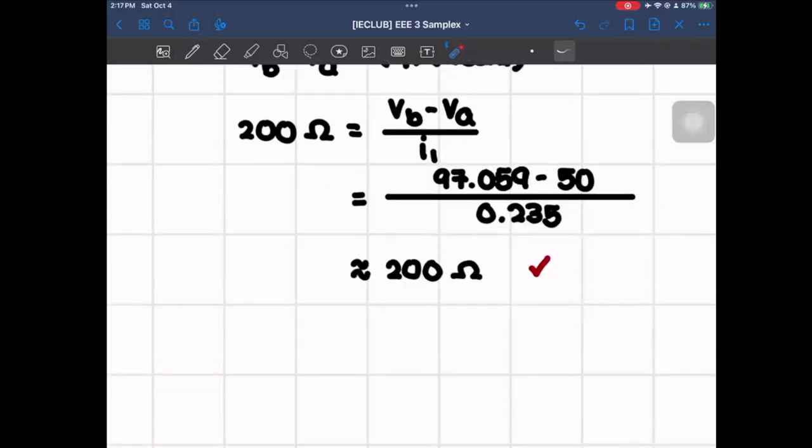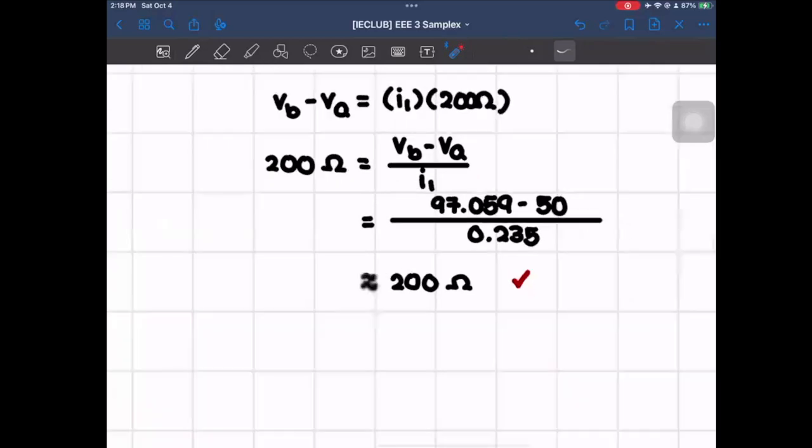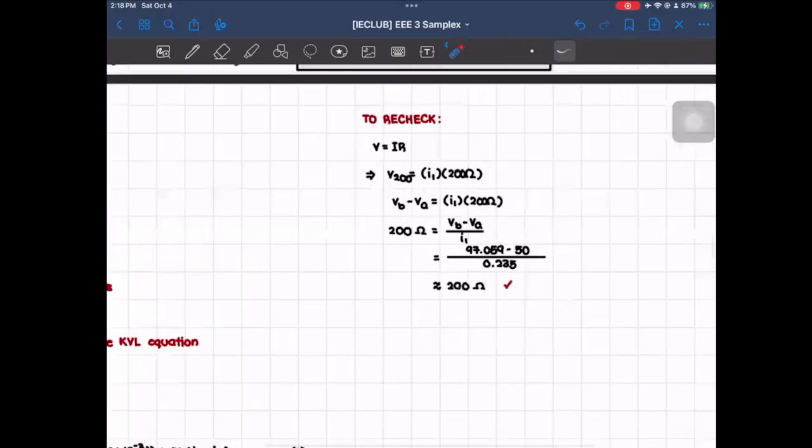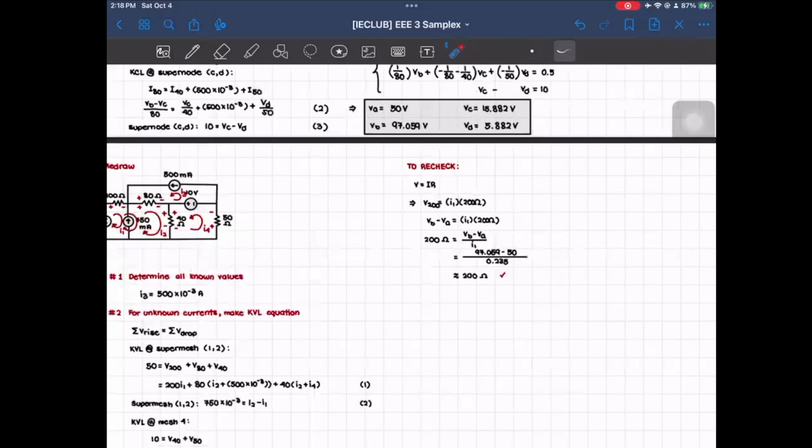It won't be the exact number, since we already rounded off some numbers. And so it's fine, as long as it's very near to the value. Or what you could actually do is, when you get these values, you actually end up having a fraction instead. So just use the fraction value instead, so that you have a more accurate answer. But yeah, since we got 200 ohms, that means our solution is correct.